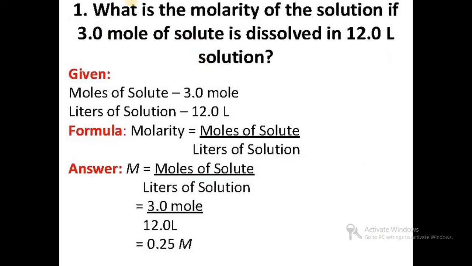What is the molarity of the solution if 3 mole of solute is dissolved in 12 liter of solution? Moles of solute is 3 mole, liter of solution is 12 liter. Then molarity is moles of solute divided by liter of solution. By putting in these values, we get 0.25 mole per liter. So this is the molarity.